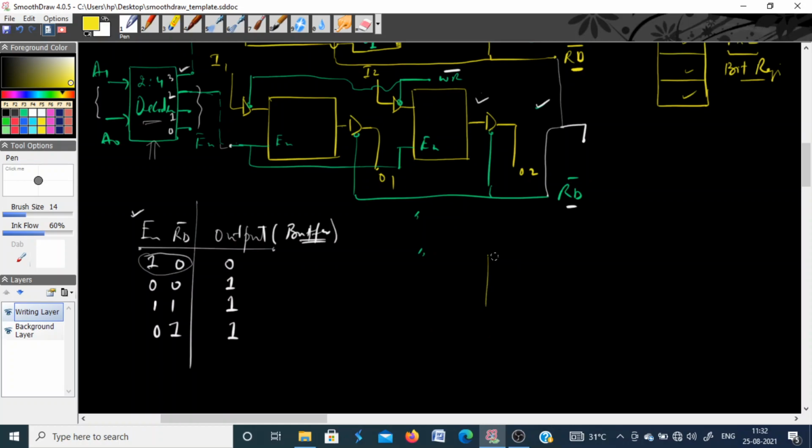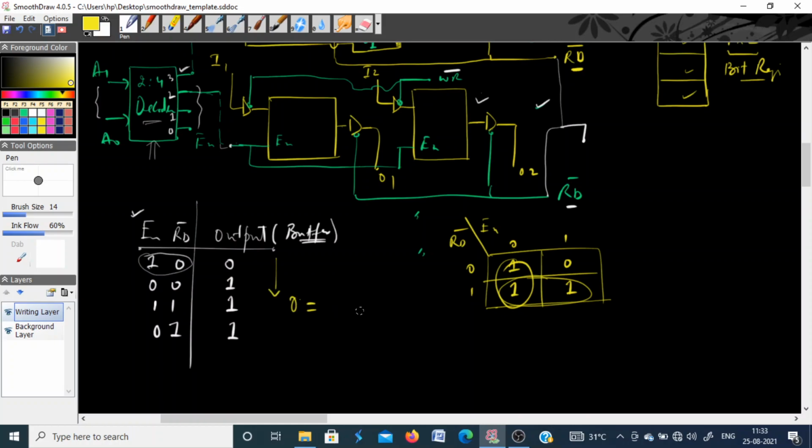So if you simply use a K-map, you have 2 inputs, one is enable, one is read. So 0 1 0 1. For 1 0 it is 0. Enable is 1 and read is 0, it is 0. For all other cases it is 1. Okay, so you'll get 2 groups. So what will be my output from this?